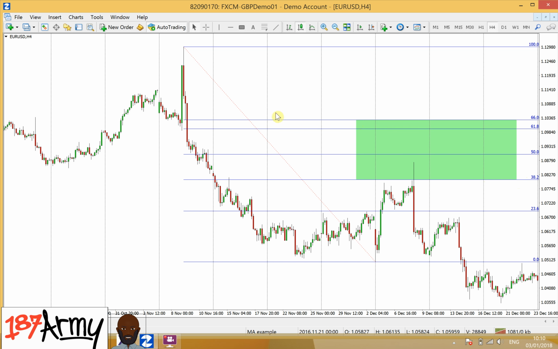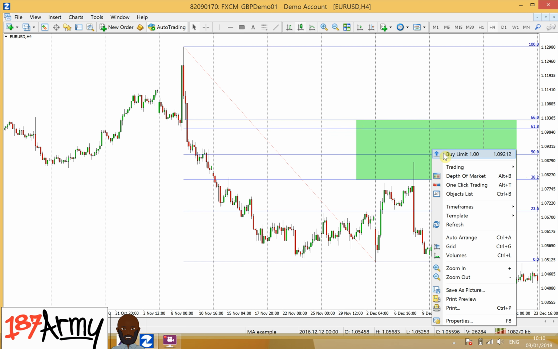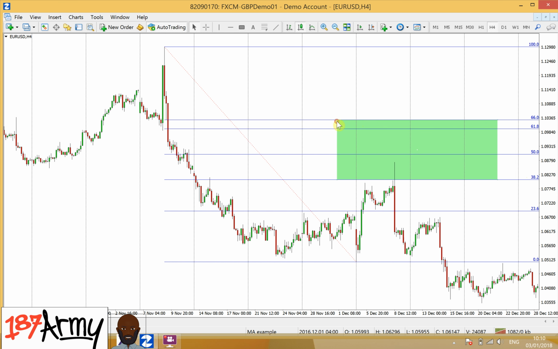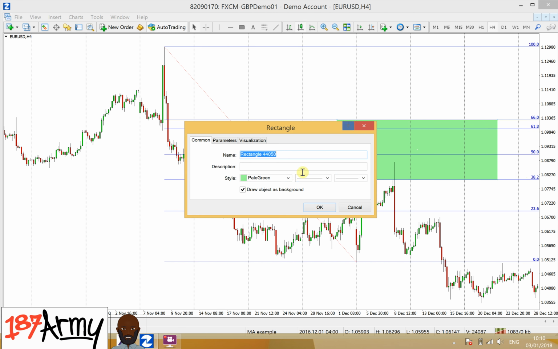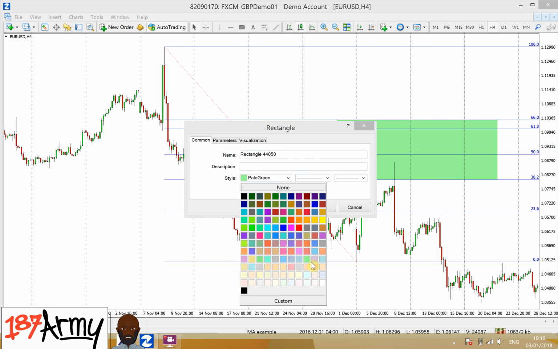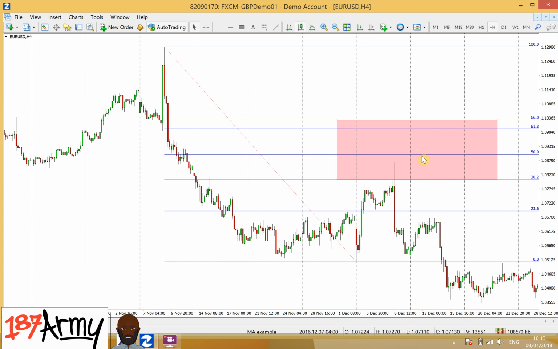I drew the bullish Fibonacci in green, but now I'll draw the bearish Fibonacci in red, just so that you can see easier. Well, pink. So this is bearish Fibonacci. So you draw the Fibonacci from the high to the low, and you mark out the key levels, which are the 38.2 level and the 66.0 level.